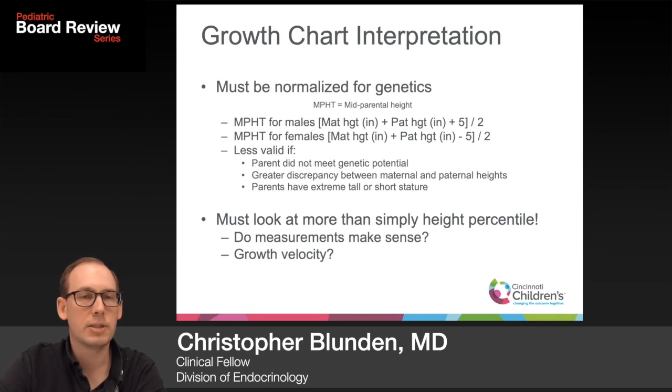Mid-parental height or genetic potential is less valid if a parent did not meet their genetic potential. If there's a greater discrepancy between the maternal and the paternal height, so for example, if dad is over 6 foot and mom is under 5 foot, there's going to be greater variation in their genetic potential. And if parents have extreme tall or extreme short stature, again, that calculation is less valid for that child.